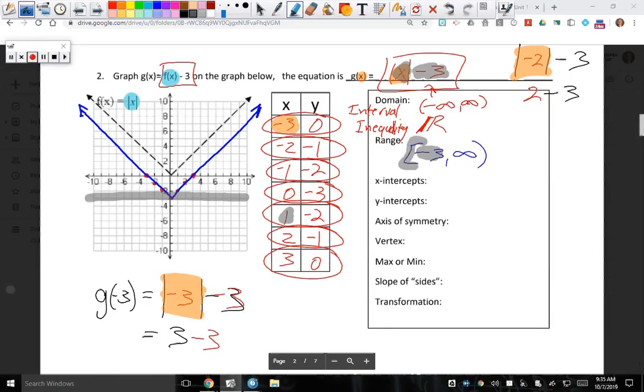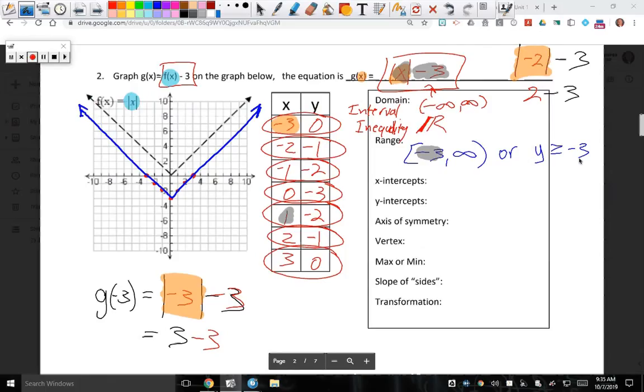Okay? All right. Let's write that in inequality notation. How would I write that? Y is greater than or equal to negative 3. Remember, don't put that infinity stuff with those inequalities anymore. Okay, I will deduct points going forward. All right.